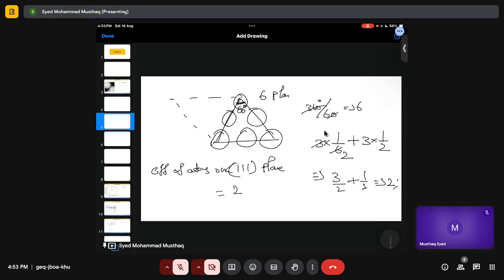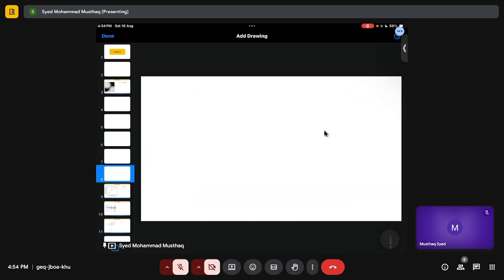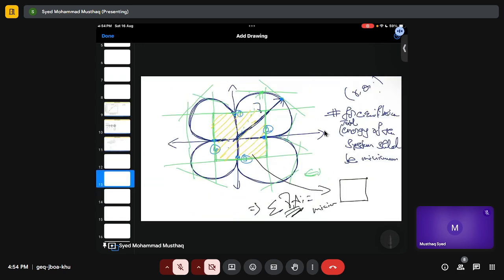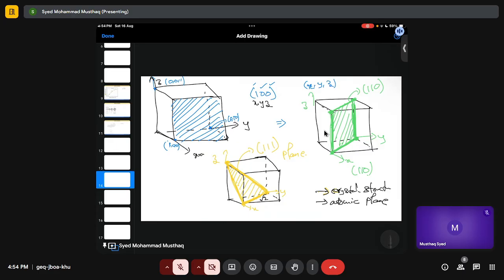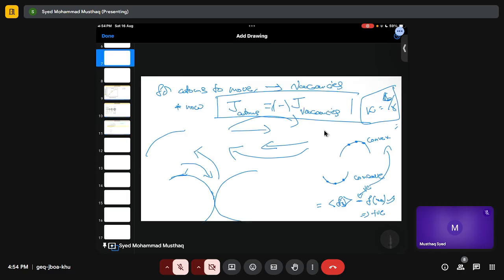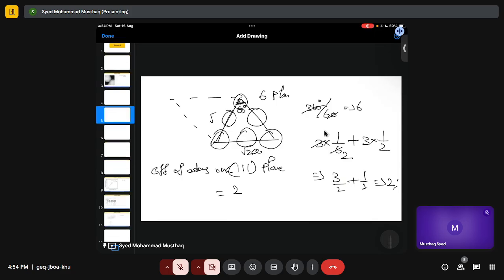So this is root 2a, this is also root 2a. Right? So the area is root 3 by 2 a squared. Now, the effective number of atoms, which is k1 upon a square. That's all. So that's all for today's session.